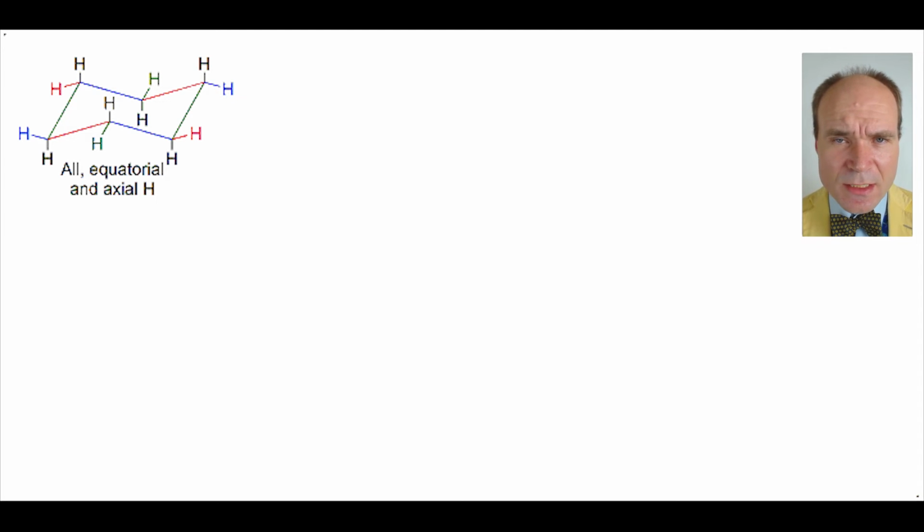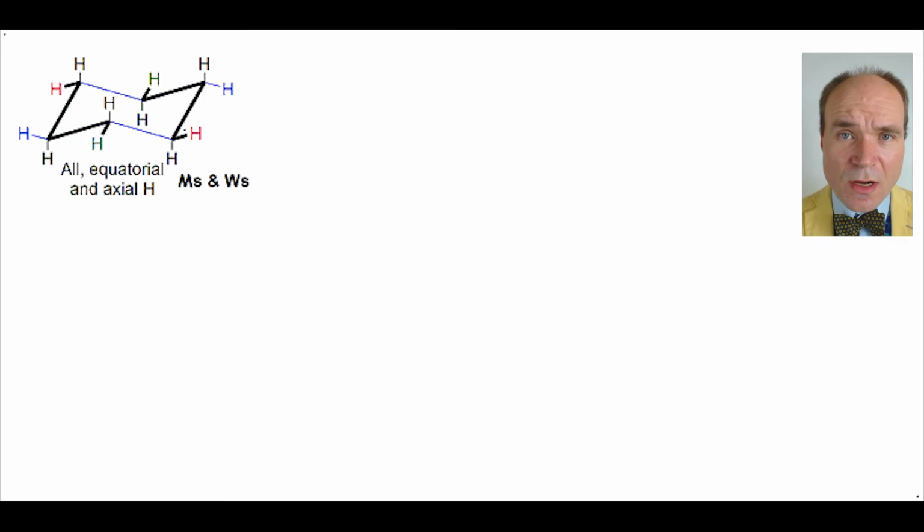On the left-hand side, we can superimpose the letter M using 2 of the equatorial hydrogens and 3 of the ring carbons. On the right-hand side, we can superimpose the letter W, again using 2 of the equatorial hydrogens and 3 of the ring carbons.